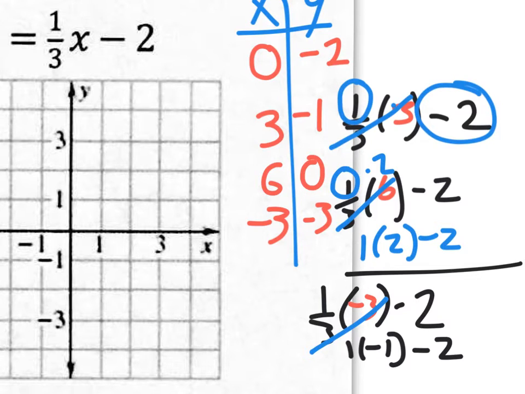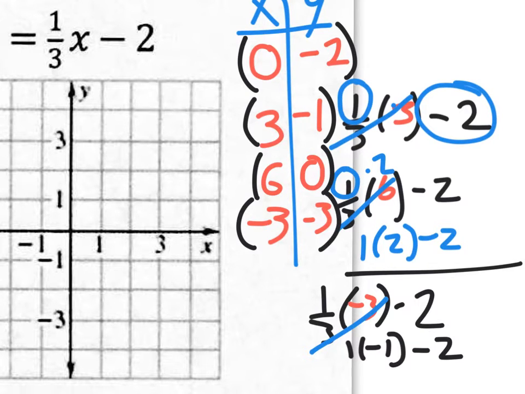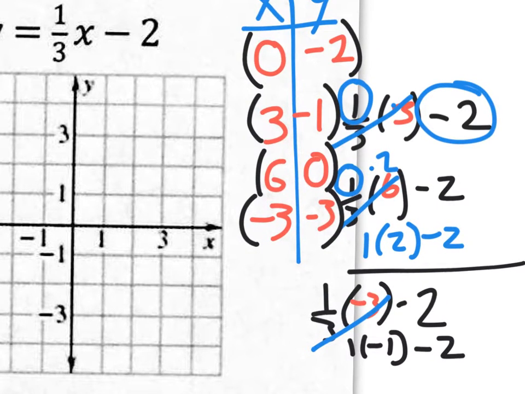We have the coordinate 0, negative 2. We have the coordinate 3, negative 1. We have the coordinate 6, 0. We have the coordinate negative 3, negative 3. You don't need all these. You only need 2 of them. But we're doing all of them just so we could feel a little bit more comfortable about our graph.